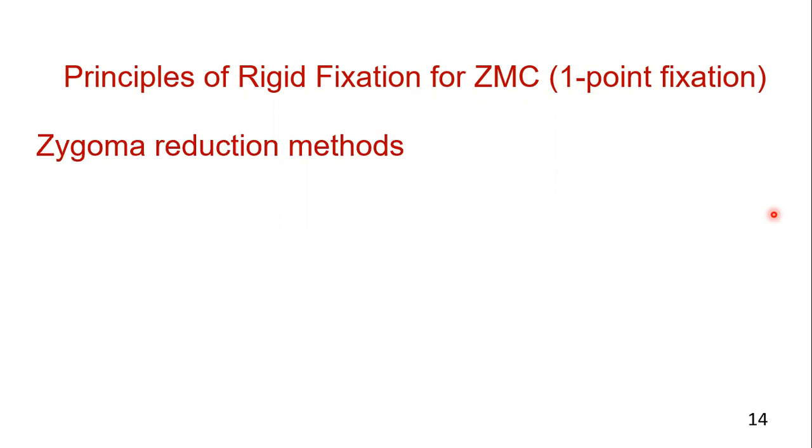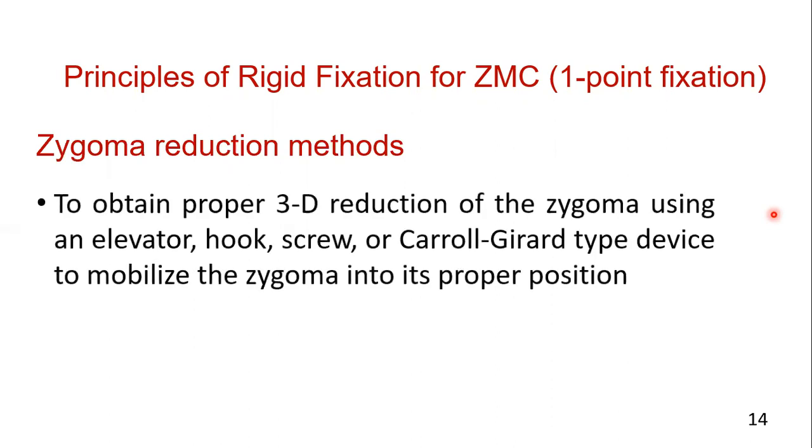Now come to the zygomatic reduction method. The first step is to obtain a proper 3D reduction of the zygoma. And as we have discussed in our previous video, you can use an elevator, a hook, a screw, or a Carroll Garrett type device to mobilize or reduce the zygomatic complex fracture to its original position.